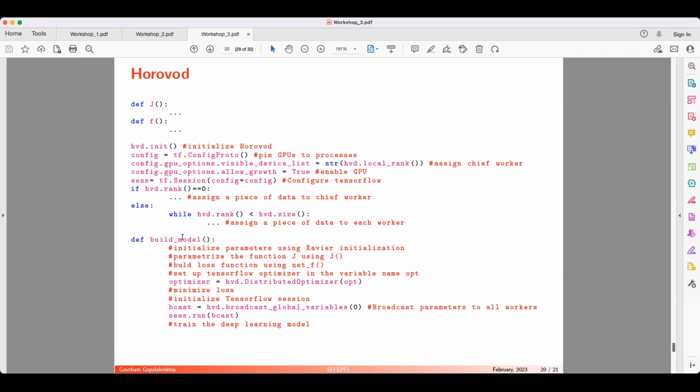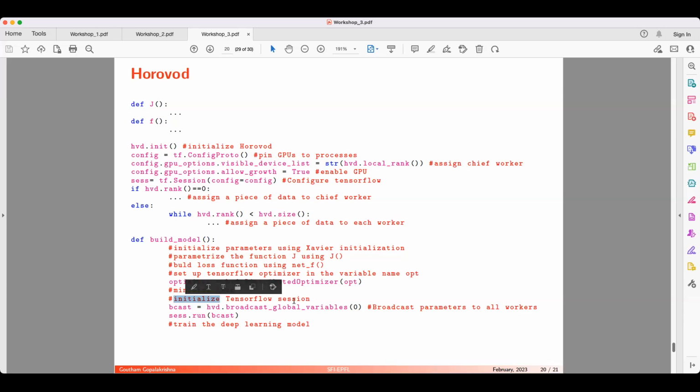Once you do that, you just build the model. This build model is exactly the same as what you saw earlier, except that when you use the optimizer, this self.optimizer in the previous file used the Adam optimizer, which is fine. But in the next line, you have to make it a distributed optimizer. This OPT is basically the self.optimizer that we saw in the code. Once you do that, you minimize the loss by calling the training loop, and you initialize the TensorFlow session.